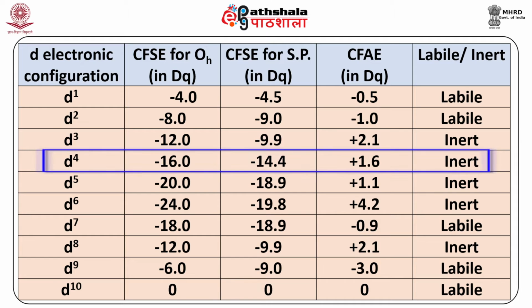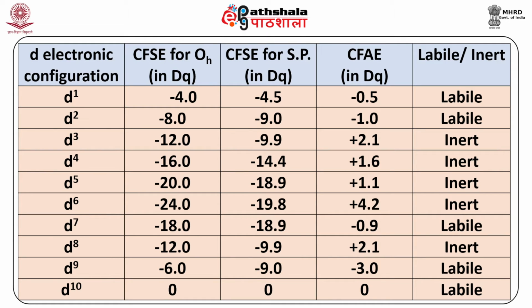Overall, if you calculate the crystal field stabilization energy for square pyramidal geometry, it would become 3 into minus 4.5 dq plus 1 into minus 0.9 dq plus 0 into plus 0.9 dq plus 0 into plus 9 dq. The value of crystal field stabilization energy for D4 system in square pyramidal geometry would be minus 14.4 dq. That results in crystal field activation energy equal to plus 1.6 dq. Since the value of crystal field activation energy is positive, therefore this complex would be inert.